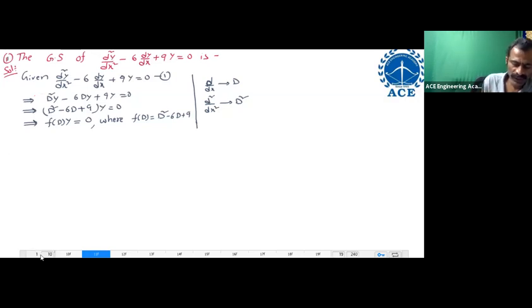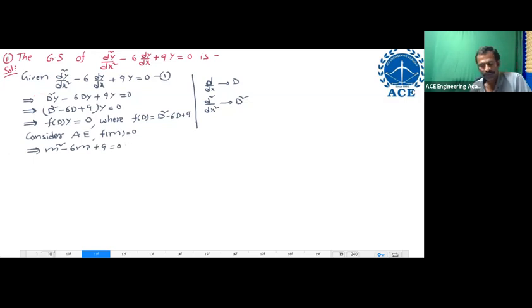Next, second step, we write the auxiliary equation. Consider the auxiliary equation f of m equal to 0. We write f of m from f of D by replacing D by m. m square minus 6m plus 9 equal to 0. Now it is the auxiliary equation, one algebraic equation in terms of variable m, and we solve it for roots. Now we can tell the roots: m equal to 3, 3. The roots are real but repeated.